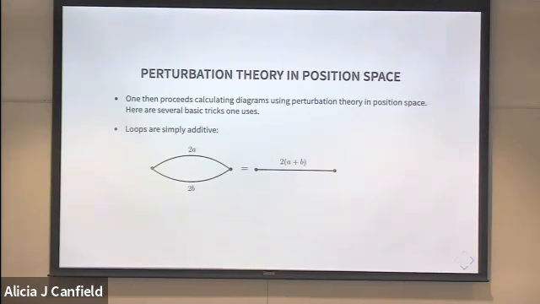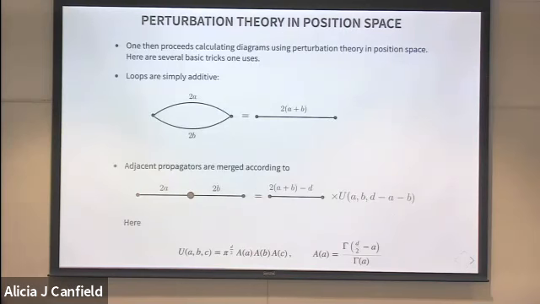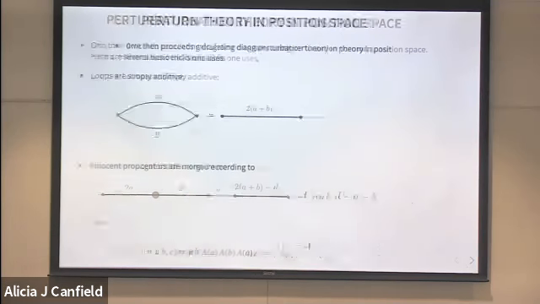So first of all, loops in position space are just additive. It's very simple. You have two propagators, 1/x to some power times 1/x to a different power. You just add the powers. If you have two propagators connected to the vertex, the power is again just the sum of the powers, minus the integral of the vertex times some function. Don't worry about what it is.